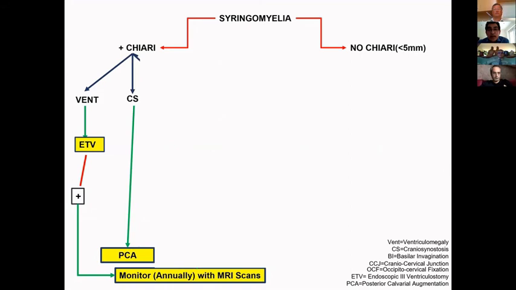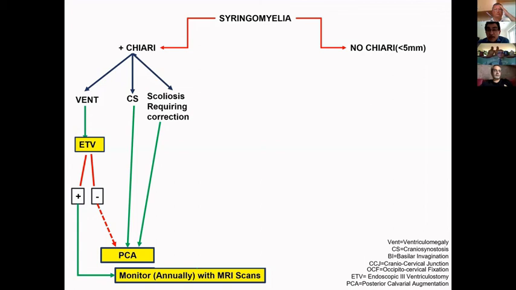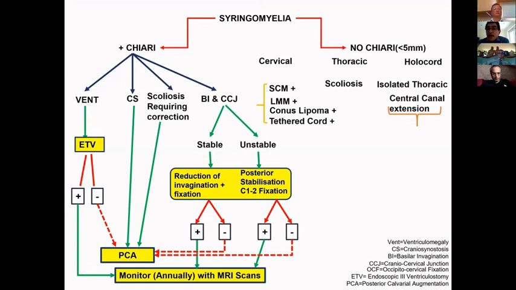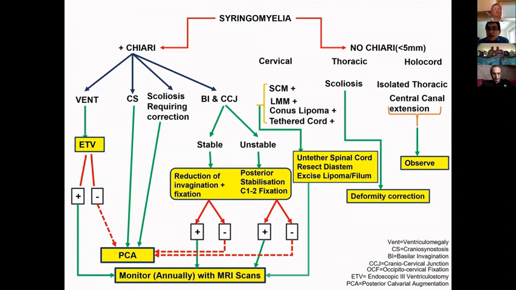If you have a Chiari with craniosynostosis, that means craniocephalic mismatch, do a posterior calvarial augmentation. If you have scoliosis requiring correction, do a calvarial augmentation first, and often the scoliosis recovers and does not require a long segment fixation. If you have basilar invagination or craniocervical junction anomalies, then consider a C1, C2 fixation. If that fails, then you can do something else. And finally, if you have an isolated, some form of distal tethered cord, this also can improve by surgery on them.